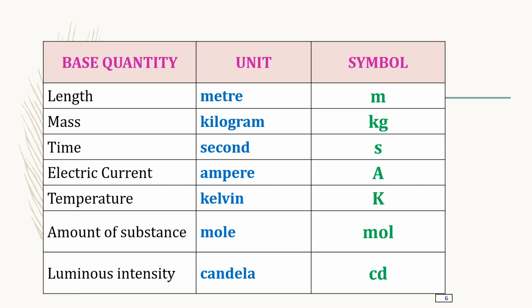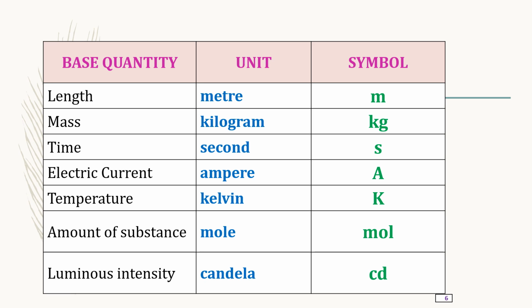Next, we are going to see the SI base quantities and their units. The base quantities are length, mass, time, electric current, temperature, amount of substance and luminous intensity. They are called base quantities.